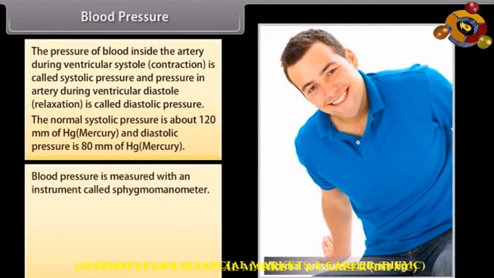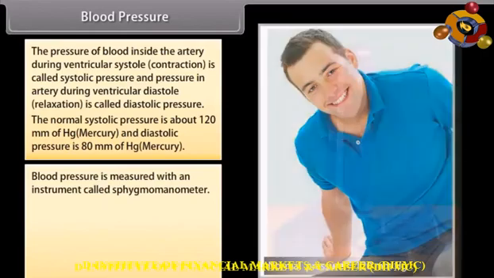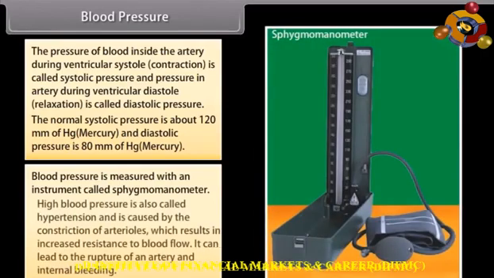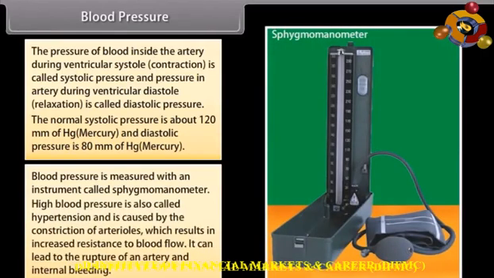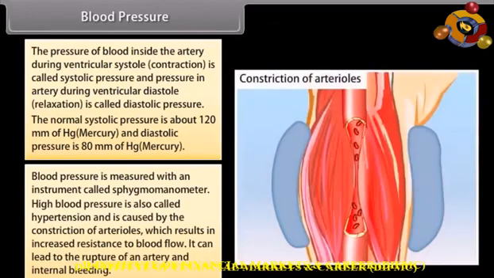Blood pressure is measured with an instrument called sphygmomanometer. High blood pressure is called hypertension and is caused by the constriction of arterioles, which results in increased resistance to blood flow. It can lead to the rupture of an artery and internal bleeding.